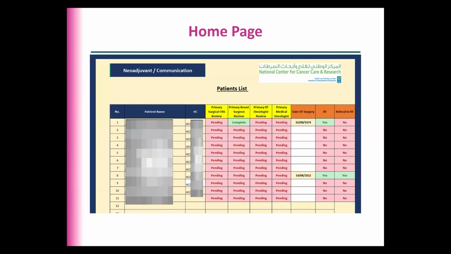And here is how it looks in the shared folder. Here you can see it. This is the patient's name, health card number, who is the primary clinical nurse specialist, the medical oncologist, and the breast surgeon. And this is how it looks in the shared folder. This is the home page. It includes all this information, and this information should be filled in by the clinical nurse specialist.